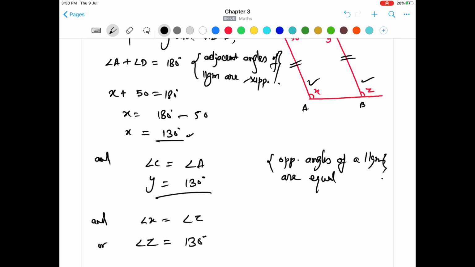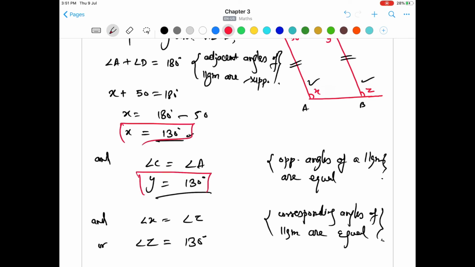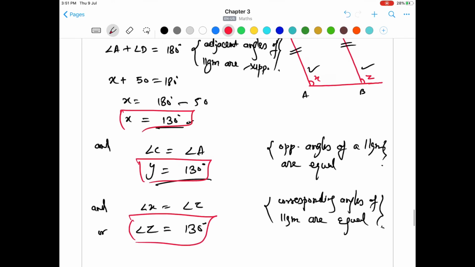So it will be equal to 130. The reason for this one is corresponding angles of a parallelogram are equal. That's why this z is equal to 130 degrees. So again we got the value of all three angles x, y and z here.